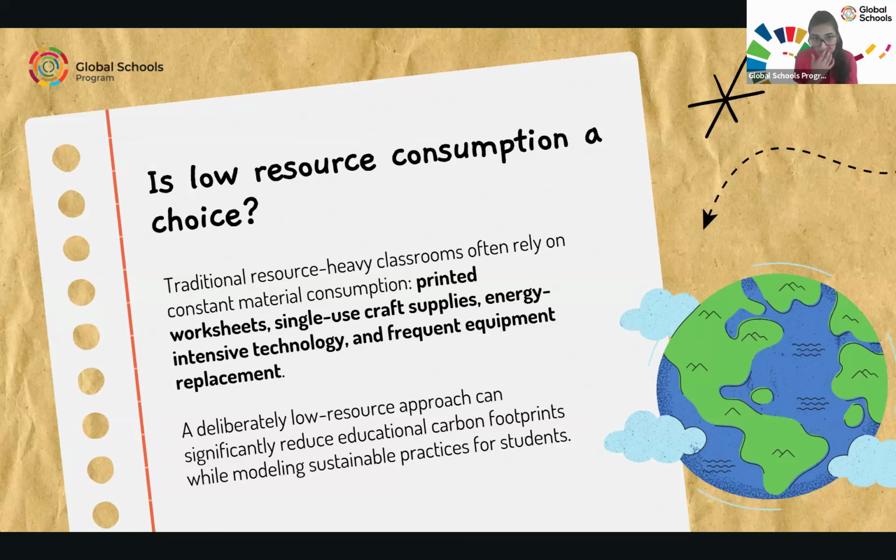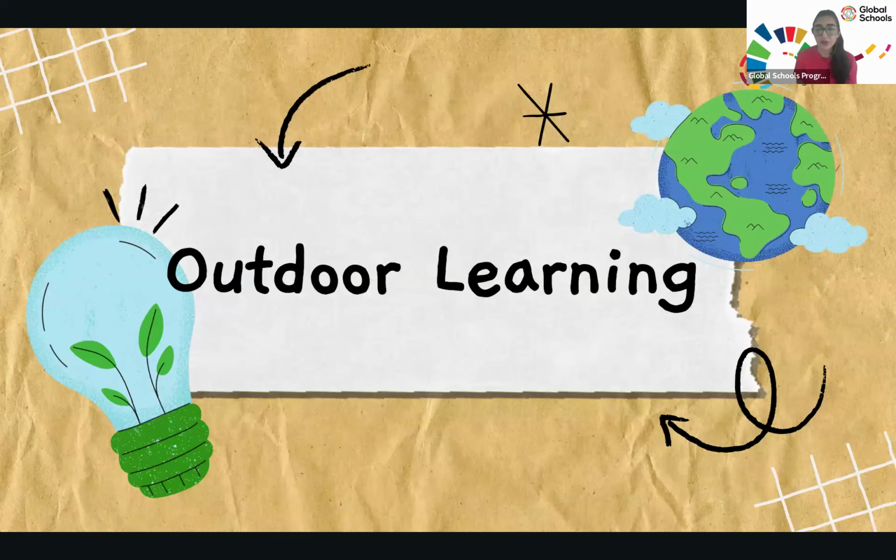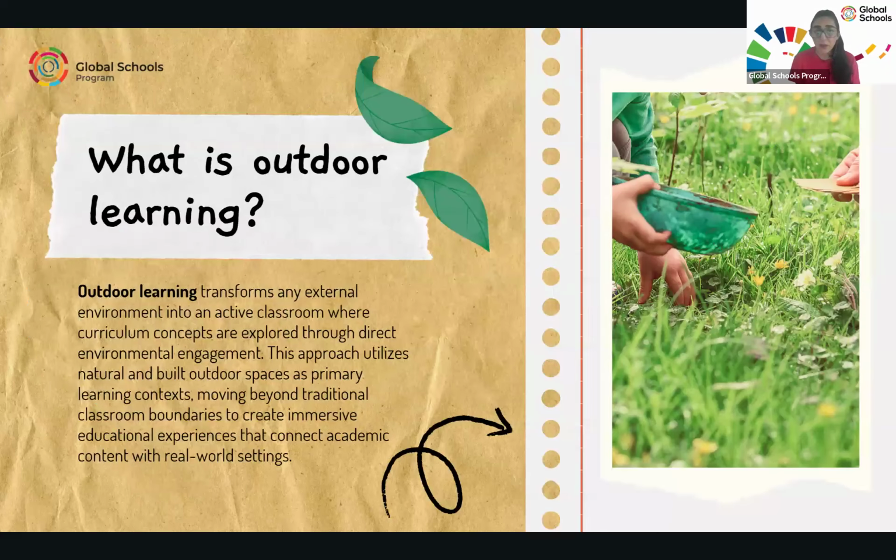Okay, so moving on, during this session, we're going to be covering four main types of low resource educational strategies or pedagogies. There's many more like these, but because of the time constraints of this particular PD, we're just going to be focusing on the four major ones, or the four that I like, or the four that are most easy to implement in a classroom. Okay, so the first one is going to be outdoor learning. Okay, what is outdoor learning?